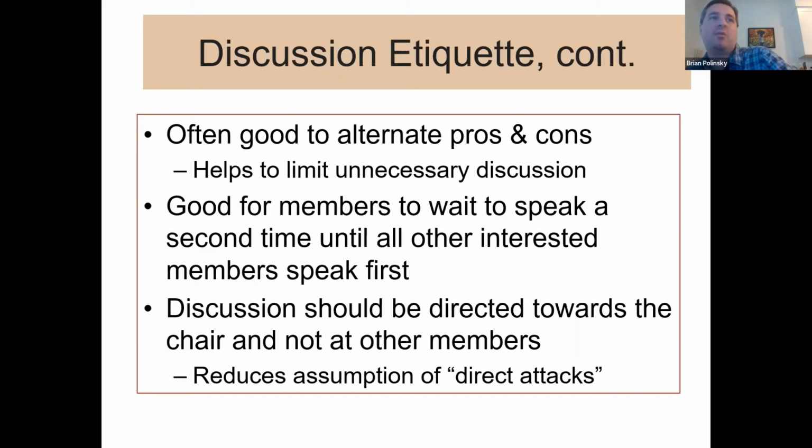It's good for members to wait to speak a second time until all the other interested members speak first. So you want to make sure that each person in the body does get their say before the person comes and speaks a second time. The discussion should be directed towards the chair and not at other members. You don't want it to get personal, and that reduces the assumption that someone is making a direct attack against someone else.